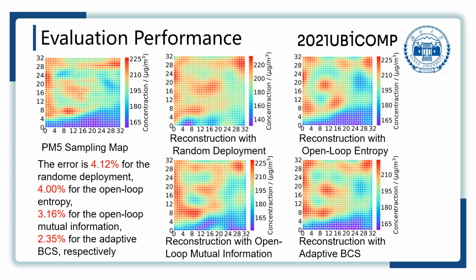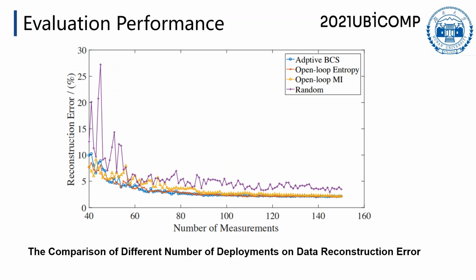In order to evaluate the efficiency of our proposed adaptive BCS algorithm on data recovery, we compared the adaptive BCS with three other methods. Furthermore, we studied the relationship between the number of models, input data, and the reconstruction error by comparing adaptive BCS with the other three methods.